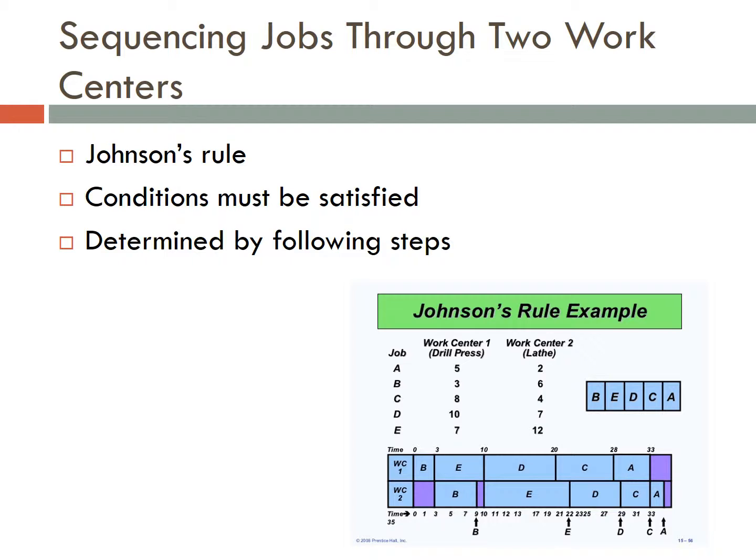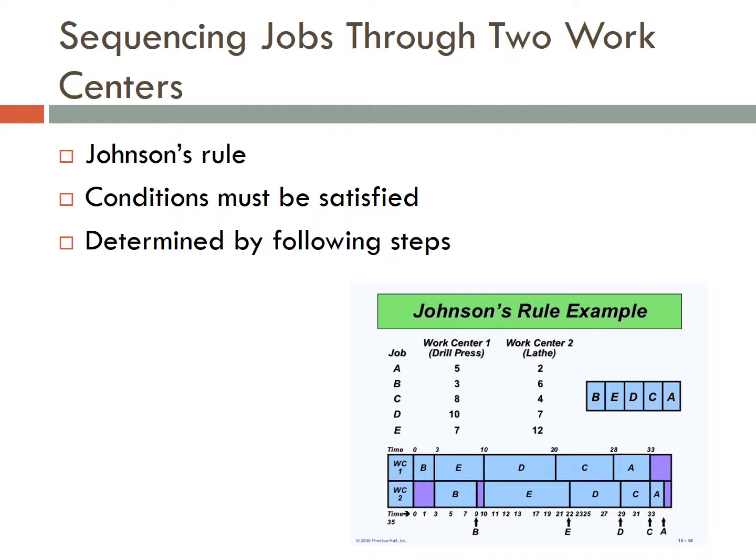So Johnson's rule is a technique that's used by managers to help minimize the makespan for a group of jobs that are to be processed on two machines or two work centers. But first, to do this, there are certain conditions that need to be met, and those conditions are job time has to be known and constant for each job at each work center. Secondly, job times must be independent of the job sequence. Thirdly, all jobs must follow the same two-step work sequence. And then fourth, a job must be completed at the first work center before the job moves on to the second work center.